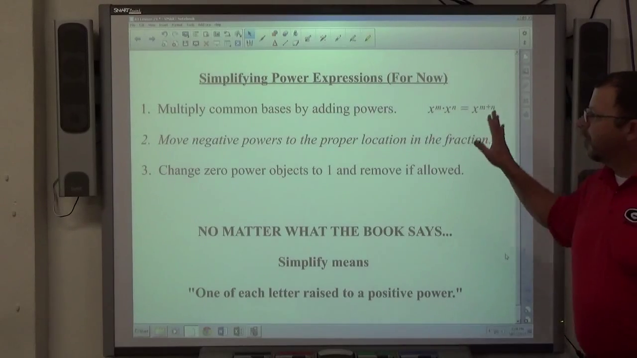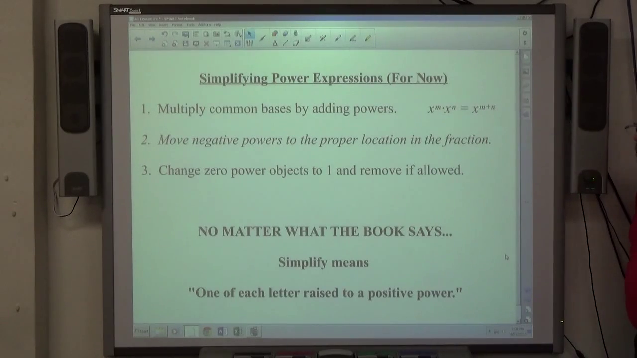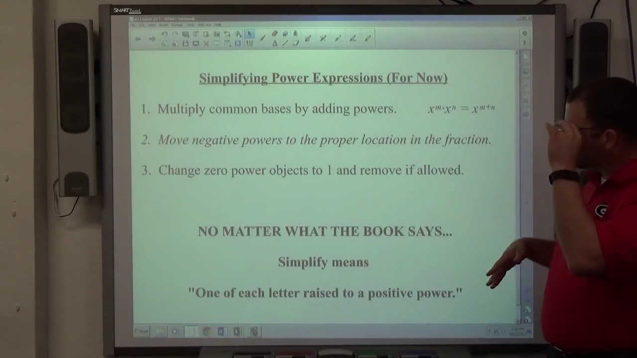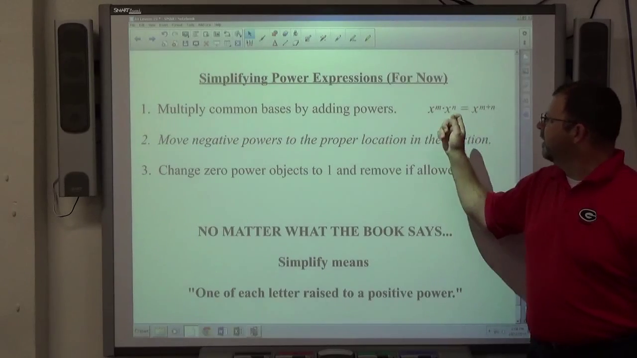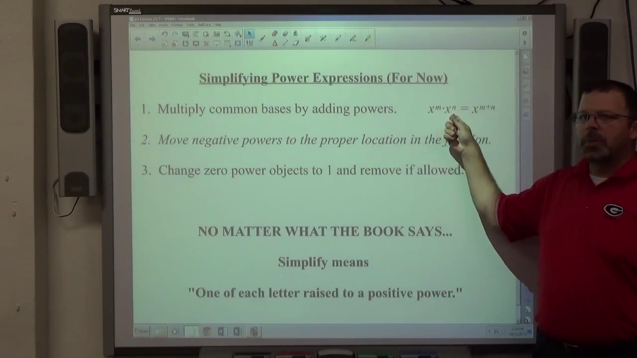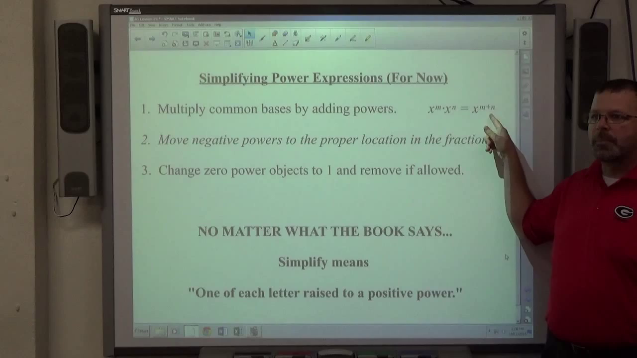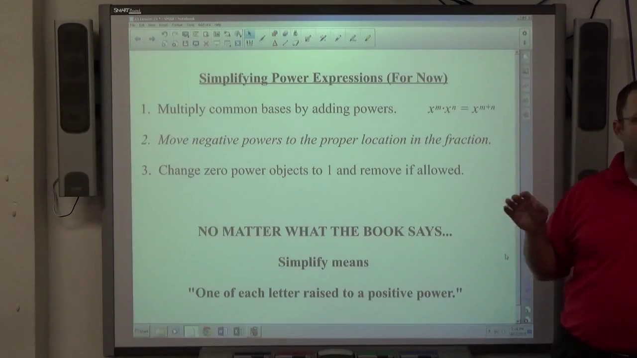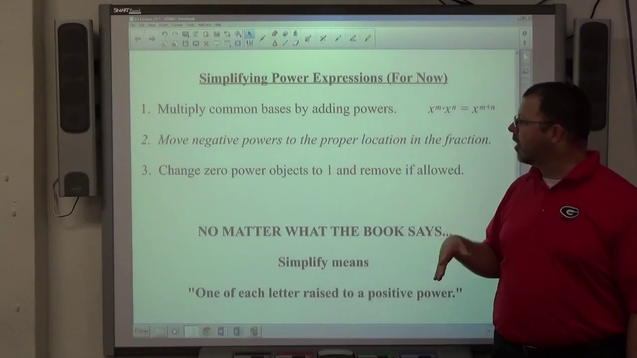All right, examples 6 and 7 involve simplifying power expressions. For now, they're going to get uglier as the year goes on. What we're going to see is letters that are being multiplied together. We've already seen that rule: we add the powers, and most of you are handling that fine. I think most mistakes there are carelessness as opposed to not knowing how to do them.